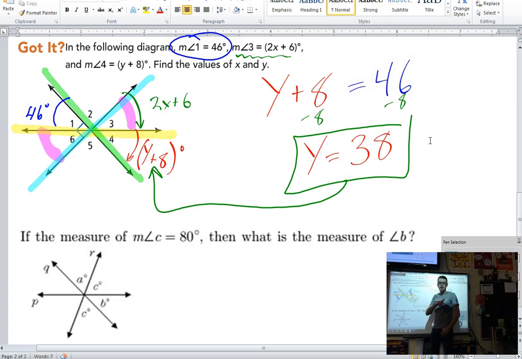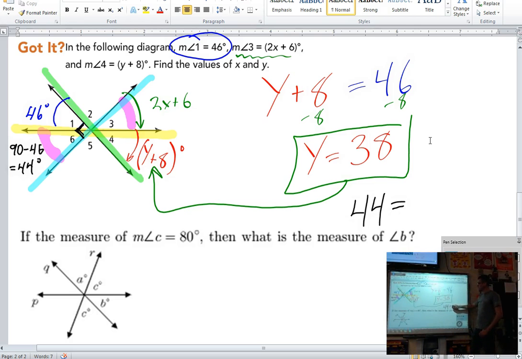This angle we could figure out by 90 minus 46, because together they make the right angle. So that is actually going to measure 44 degrees. So then we could say that the 44 is equal to 2x plus 6, and from there we could solve for x.